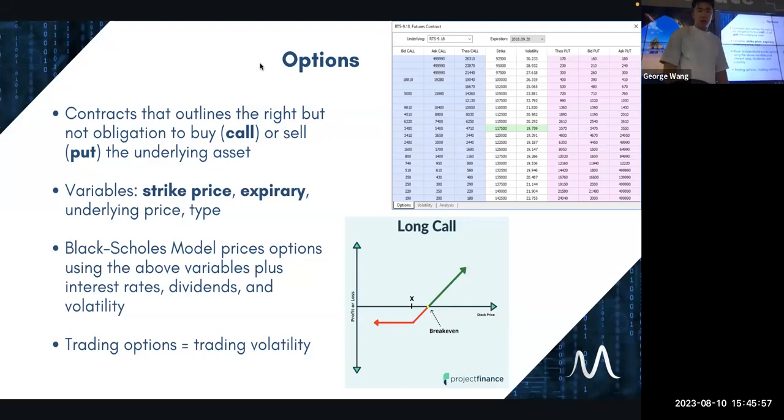Cool. So there's something called the Black-Scholes model, the BSM for options. What it does is it has a bunch of variables like these guys. It's got strike price, expiry, underlying price, the type, plus the interest rates, dividends, and volatility, right? And this is a way for you to price your options just by plugging numbers into an equation that's well derived, and it'll give you the theoretical price of an option, right? And it is said that trading options is the same as trading volatility. So why do we think this line is true given this?